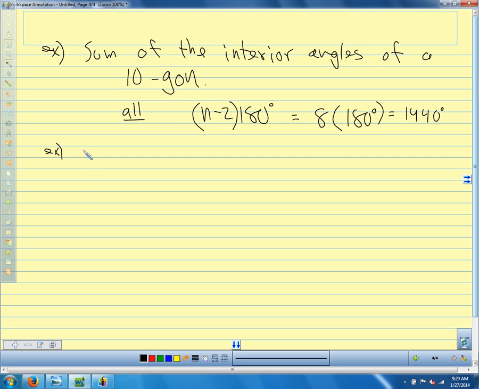All right, let's look at another one. The measure of each interior angle of a, what do I want to do this time? A 12-gon. Anybody know the other name for a 12-gon? Dodecagon.